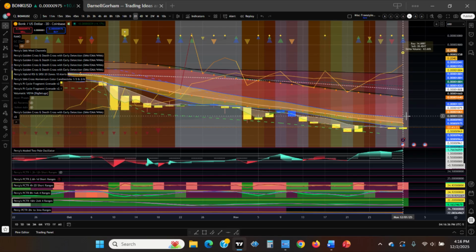But people don't like to plan. They don't understand where they are in the chart. They're listening to the news and they're not understanding support and resistance.